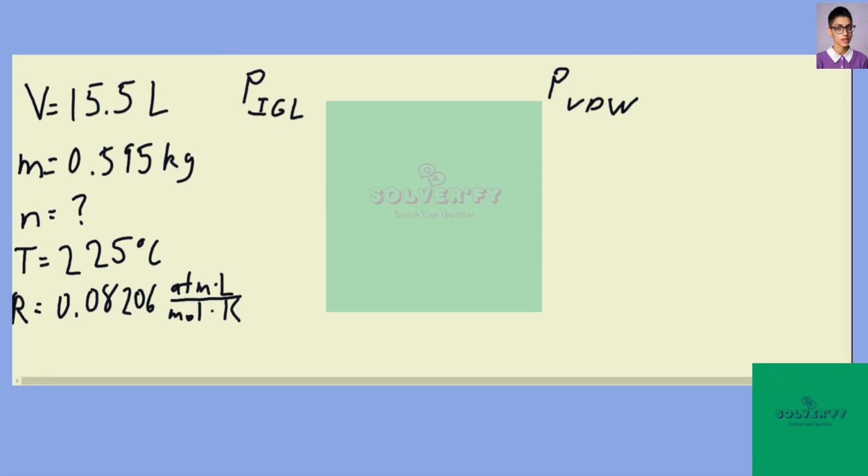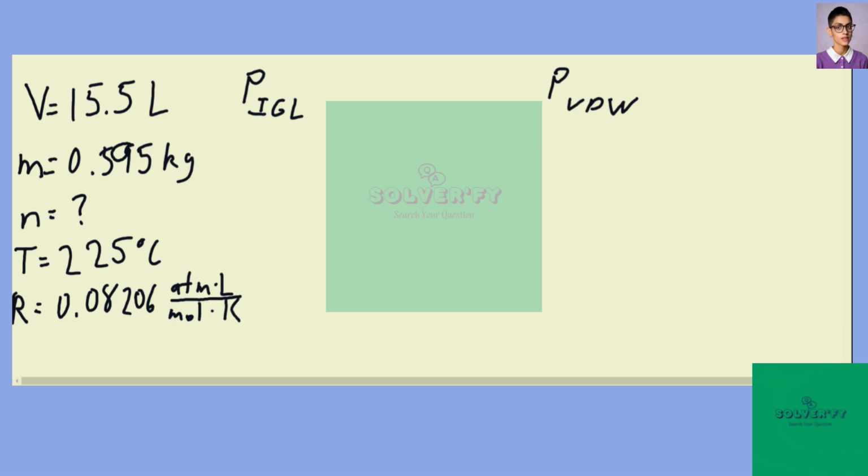In this problem, we need to figure out what the pressure of chlorine is. We have a set of conditions, and I've written them down here. We know that the volume of this container is 15.5 liters. We know that the mass is 5.95 kilograms, but we won't actually need that. We need to know the number of moles that are in here. We know that the temperature is 225 degrees Celsius, and R, the gas constant, is 0.08206. And, well, constants tend to have weird units, but that's what it is.